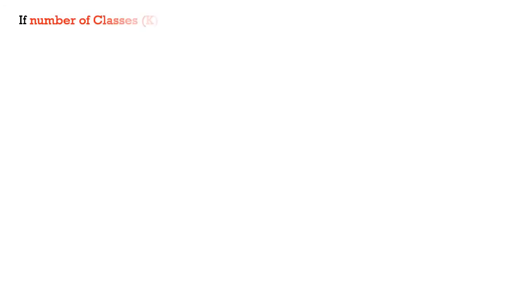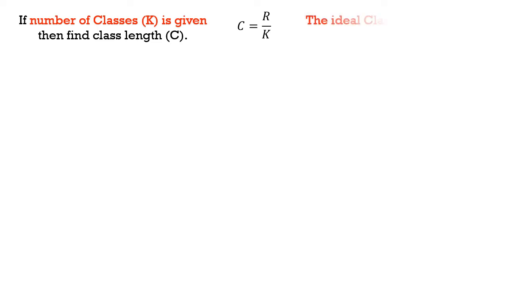If the number of classes, that is capital K, is given, we have to find the class length. How do we do it? Class length is equal to the range of the data divided by the number of classes. The ideal class length is in the multiple of 5, but it may vary. Usually the class lengths are taken as 5 or 10 or 20, something like that. But in extreme cases, we may take other values as class lengths.